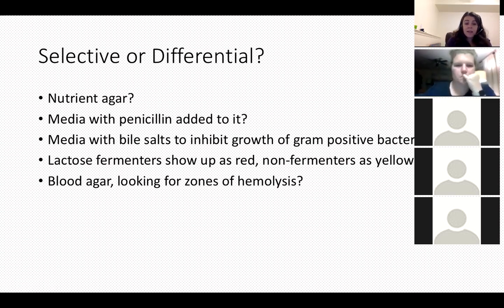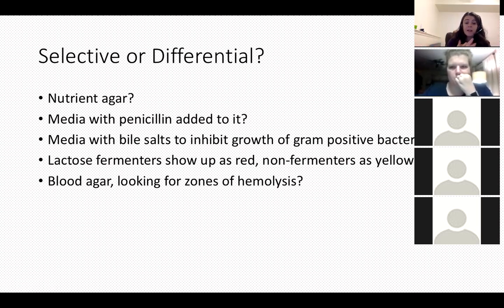So this next one, lactose fermenters show up as red, non-fermenters show up as yellow. So selective, differential? This would be differential, right? Because based on the characteristics of the microbe and stuff we've added to the media, some microbes are going to look different than others based on what they can do.